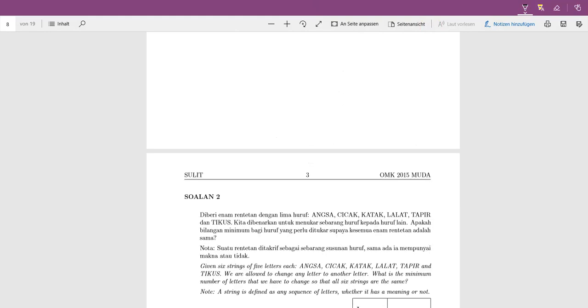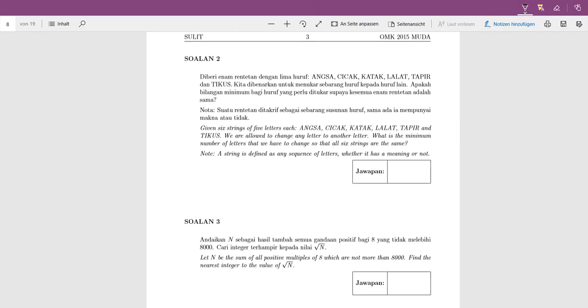Okay, let's go down. 2 more and we're done for the day. Given 6 strings of 5 letters each: angsa, cicak, katak, lalat, tapir, tikus. We are allowed to change any letter to another letter. What is the minimum number of letters that we have to change such that all 6 strings are the same? The best way to do this is to list down all the words first.